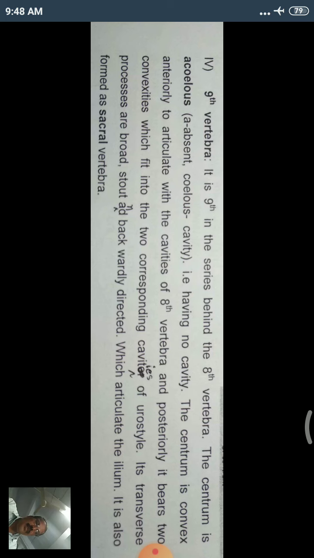So the ninth vertebra consists of an acoelous centrum having no cavity. The centrum is convex anteriorly and articulates with the cavities of the eighth vertebra. Posteriorly it bears two convexities which fit into the urostyle. That is the ninth vertebra.